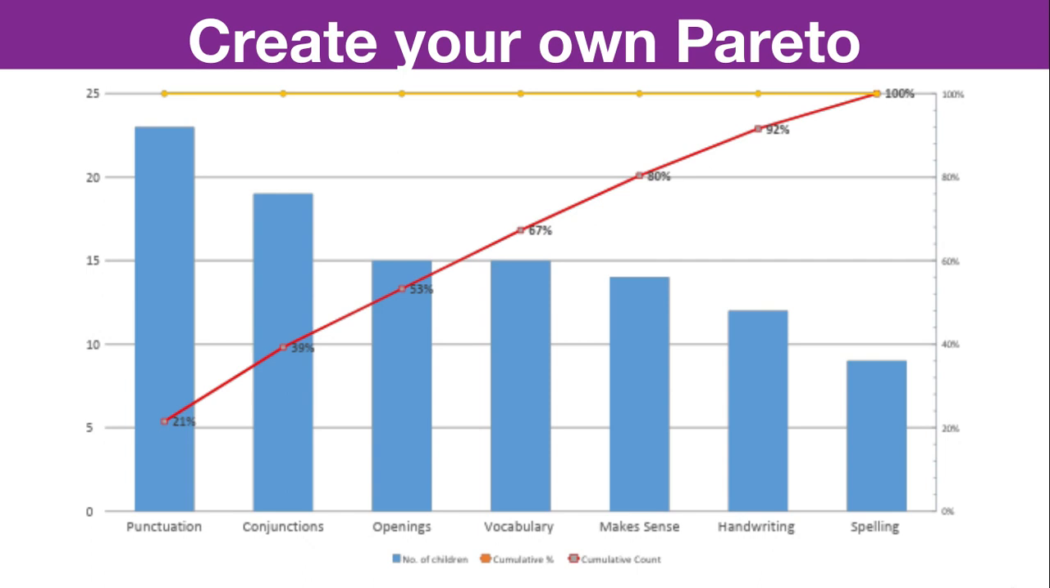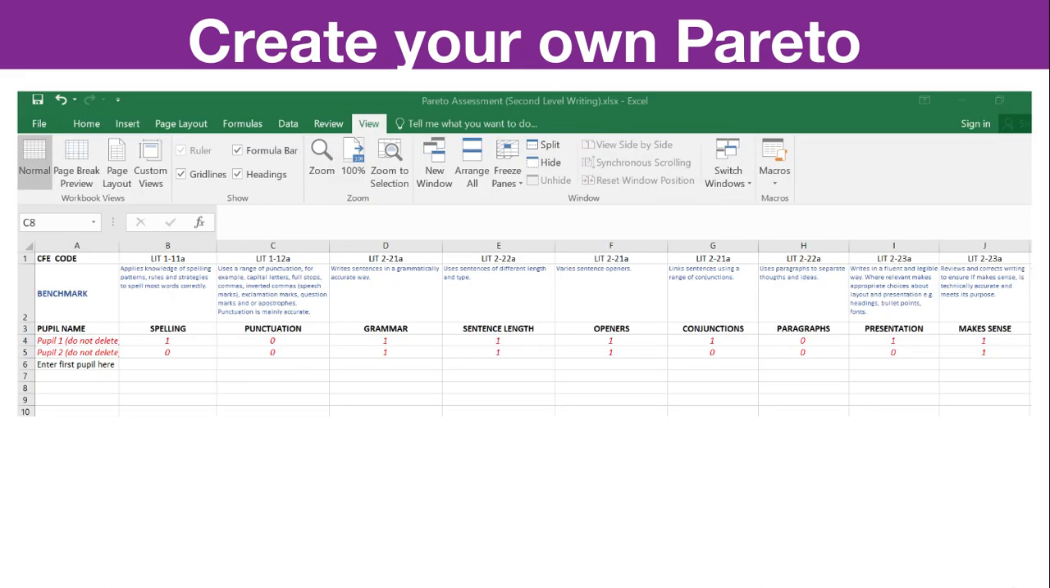So for you to create your own Pareto, which will look very similar to this, you just need to follow these really simple guidelines. First of all, you will have a Pareto assessment, whether that's first or second level, and it will look a lot like this, with the Curriculum for Excellence codes, the benchmarks along the top there, and with your pupil names in it. You just put a 1 if you think that that pupil has achieved that, or a 0 if they have not, and you do that on a cold piece of writing for your whole class.